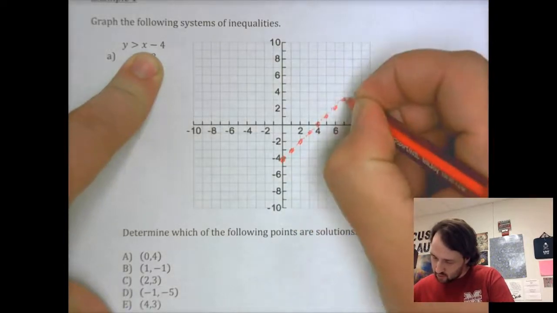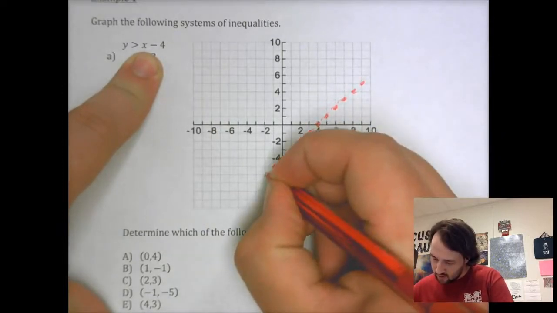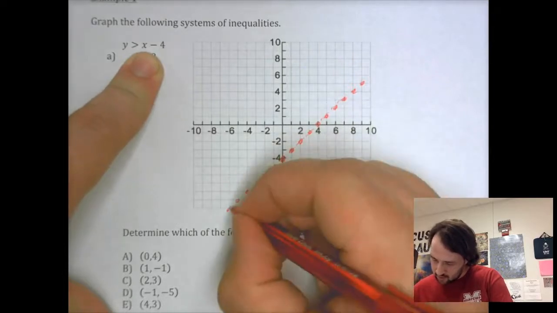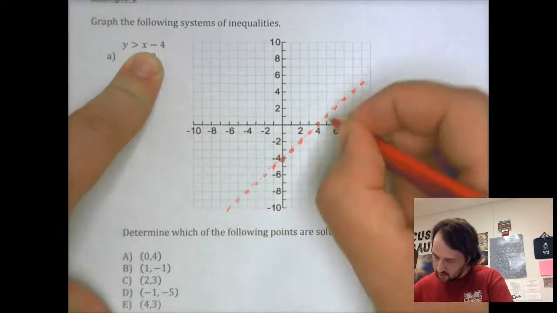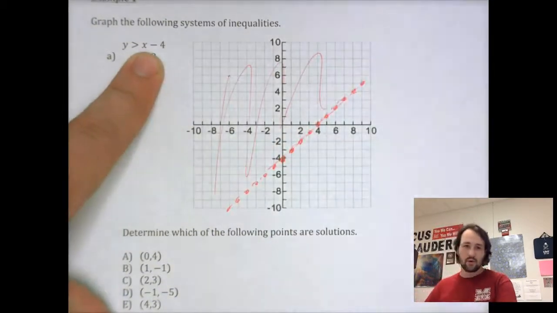And I'm just putting more to be more accurate, so that way when we determine which ones are actually solutions, it'll be a little bit easier to tell. So I'm going to treat this as my dashed line, and I want to be somewhere above it, so somewhere up there. Y is greater than.